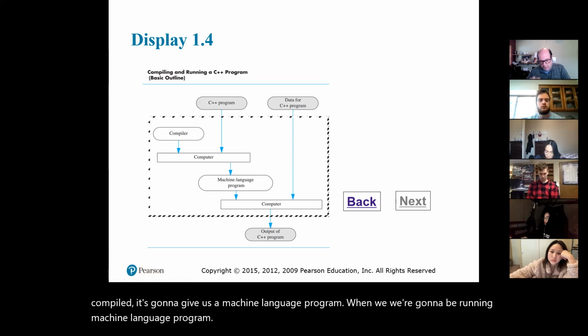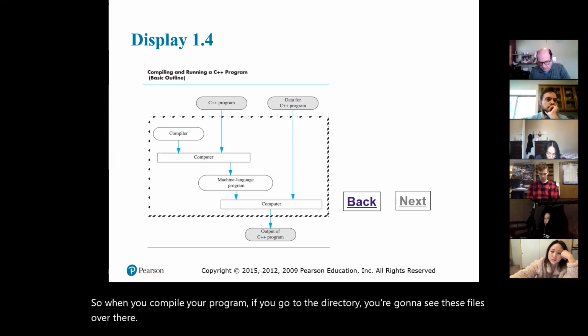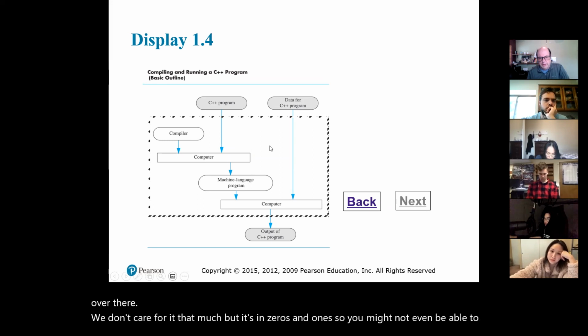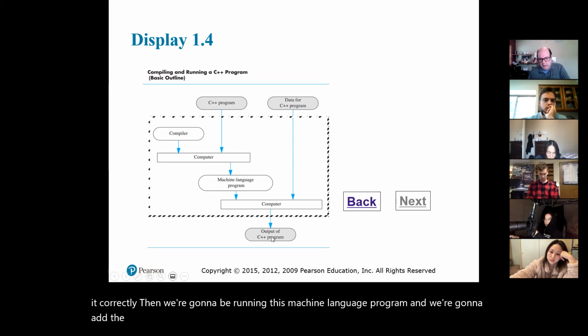When you compile your program, if you go to the directory, you're going to see these files over there. We don't care for it that much, but it's in zeros and ones, so you might not even be able to see it correctly. Then we're going to be running this machine language program, and we're going to add the data to it, and then we're going to get the output.